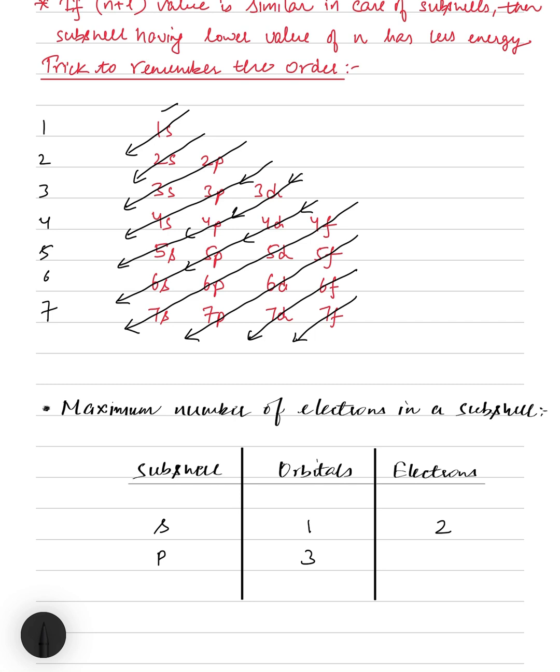That means the number of electrons will be double, it will be 6. In the case of d, the number of orbitals is 5, so it can have 10 electrons. And similarly, in the case of the f subshell, the number of orbitals is 7, so it can have a maximum of 14 electrons, right? Because we know each orbital contains a maximum of 2 electrons, so the number of electrons will be double the number of orbitals.